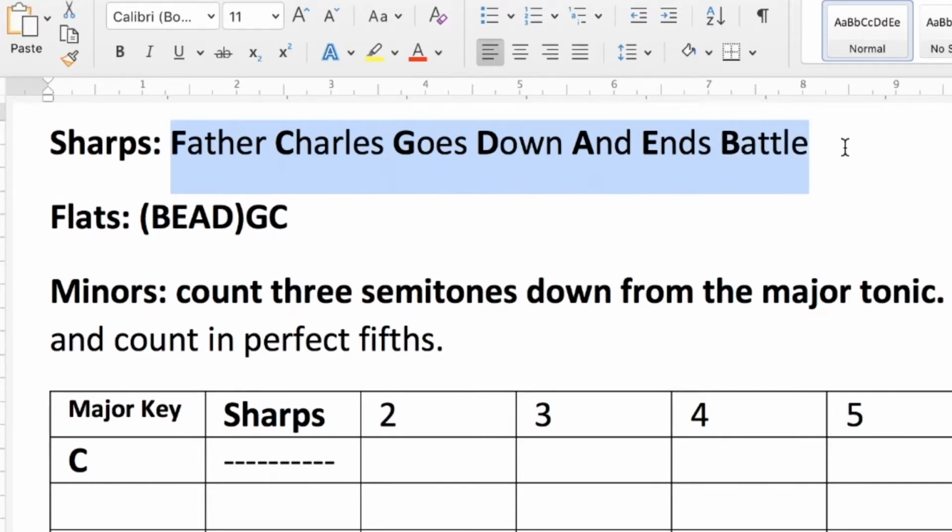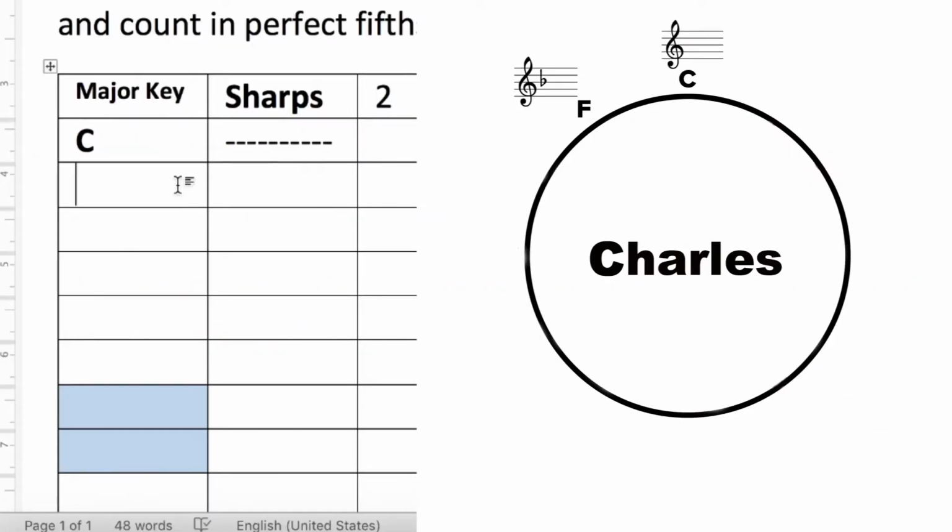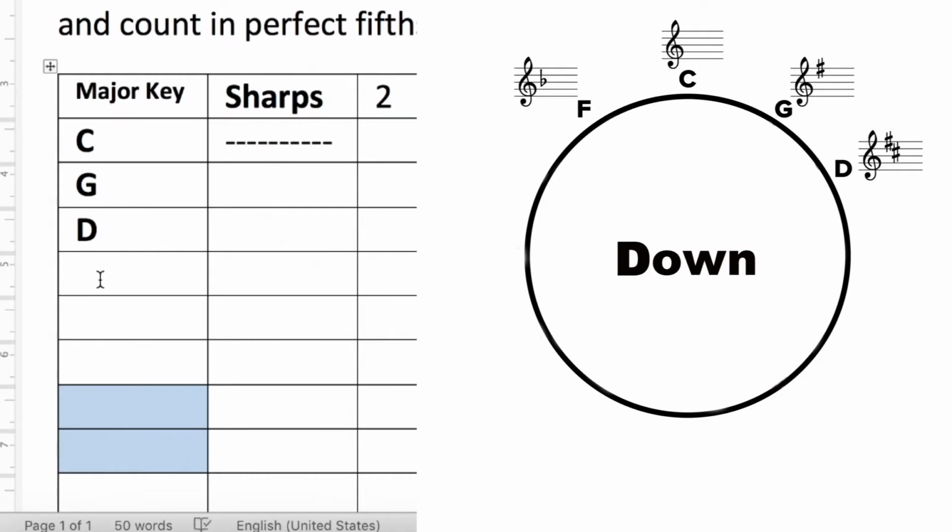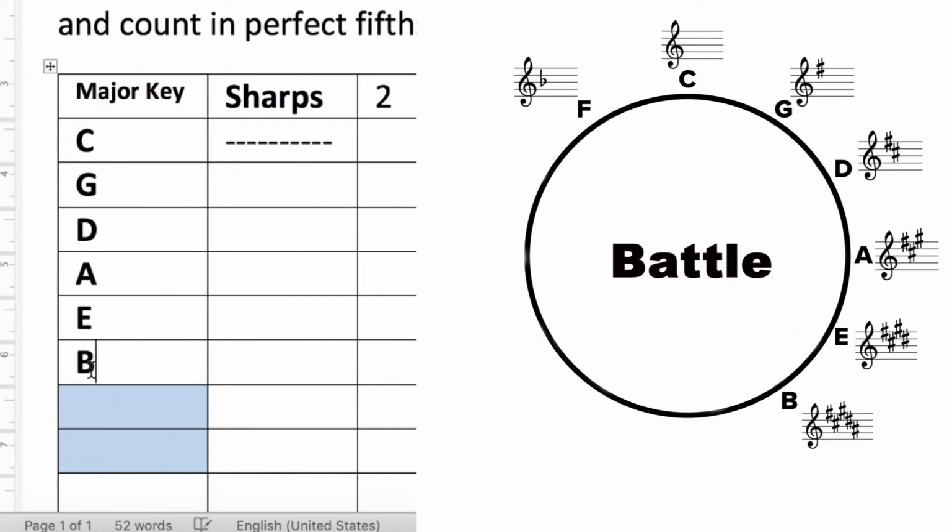I said before that the circle of fifths actually starts with C, so we're not actually going to start with Father. We're going to start right at Charles goes down and ends battle, getting our circle started. So if I type this into my sharp chart, we know we start with our first key being C major, and then we go on to the next word in the phrase, which is goes. So that would be G, down, D, ends, E, battle, B.